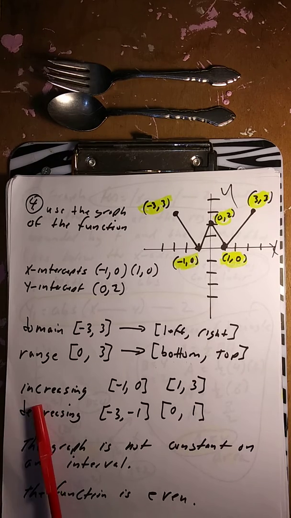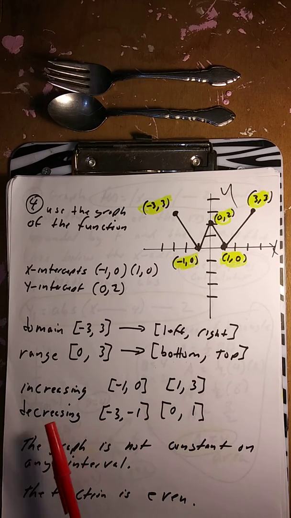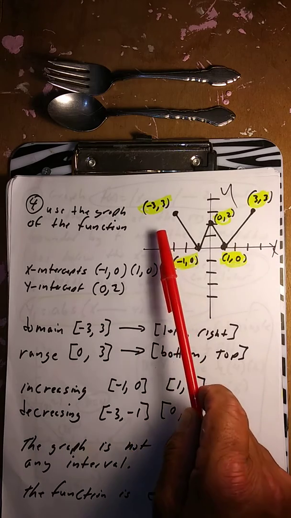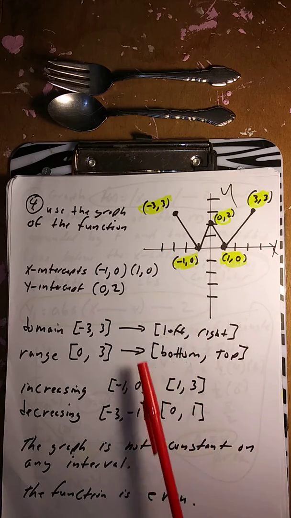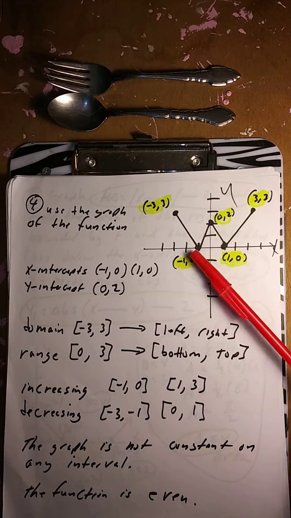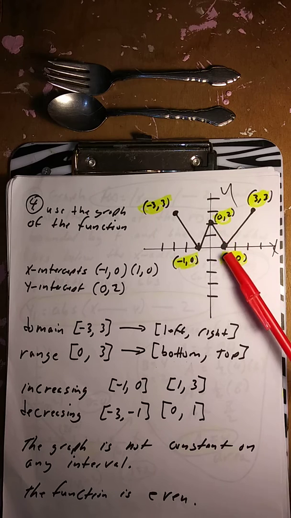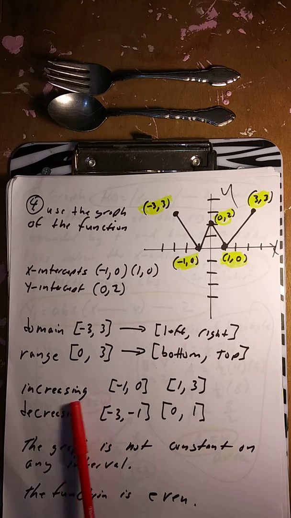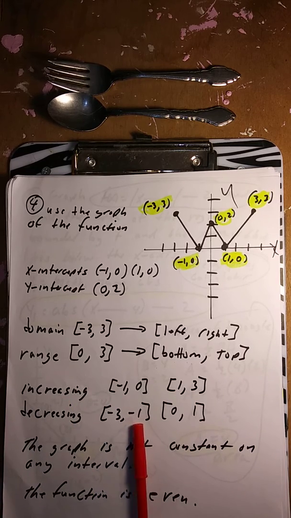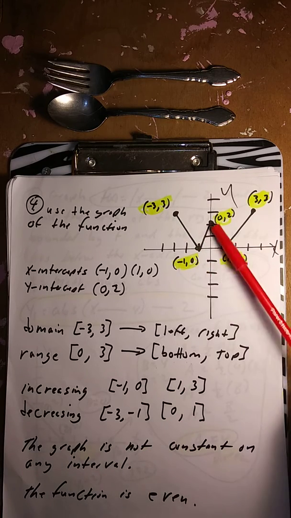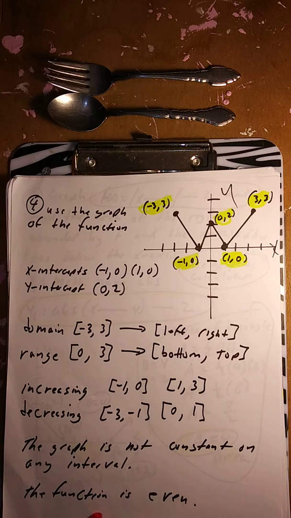Now, increasing and decreasing. Well, let's go here. From -3 to -1, it's decreasing. And then from -1 to 0 is increasing. And then from 0 to 1 is decreasing. And from 1 to 3 is increasing. So it's increasing from -1 to 0 and 1 to 3, and decreasing from -3 to -1 and 0 to 1. The graph is not constant anywhere. See how it's going up, down, up, down? Okay, so the function is even.